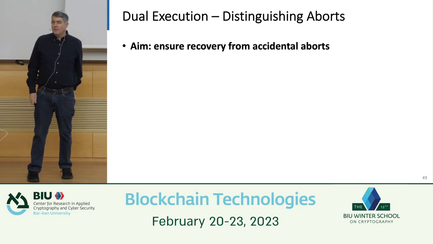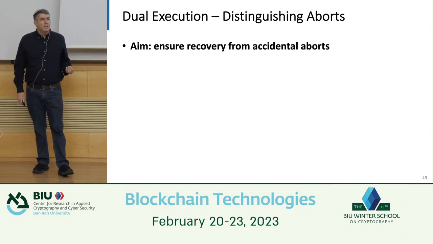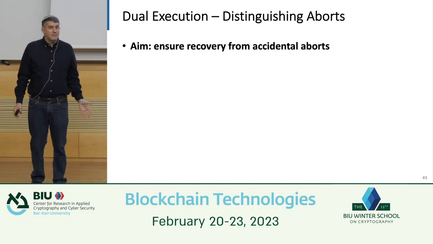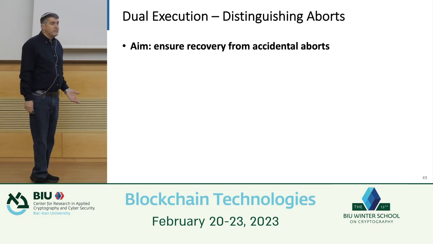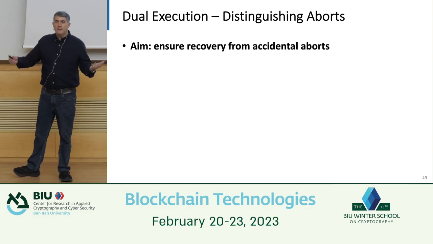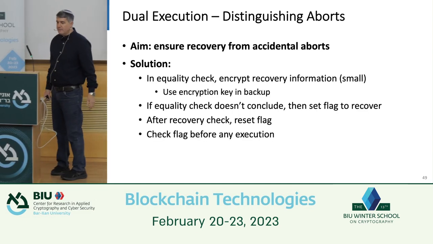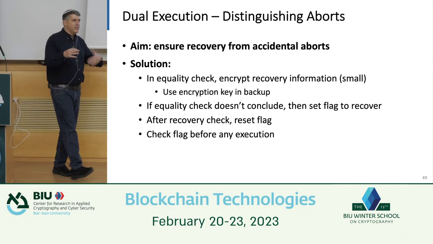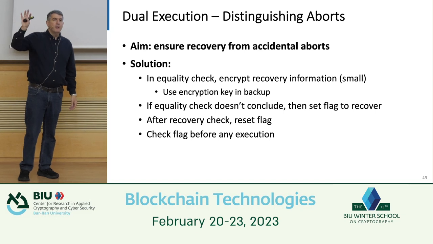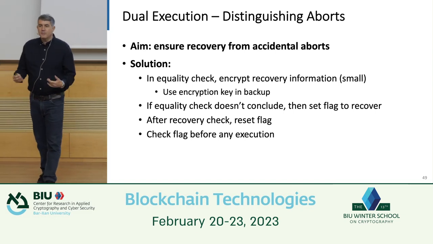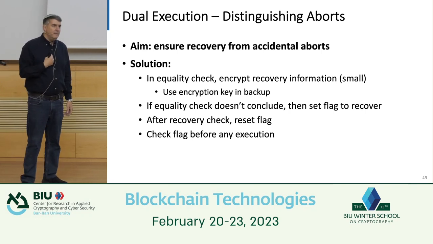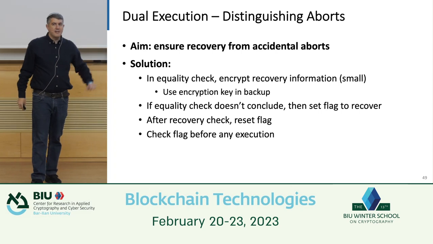So we wanted to be able to ensure recovery from accidental aborts, or in general, to distinguish the case that Dan's phone really just crashed, an accidental abort, from the case that he's trying to cheat. And how can we distinguish an abort from an abort? Well, here's the real world, and we can use additional things. Before we do this equality check at the end, we ask Dan to encrypt whatever he needs to be able to recover and continue again. He can encrypt that and give it to me, I'm the service provider, and I'll put it aside.